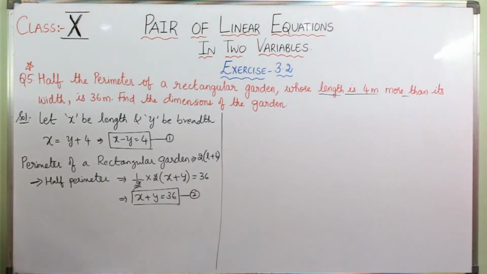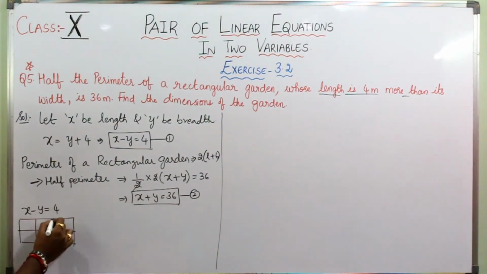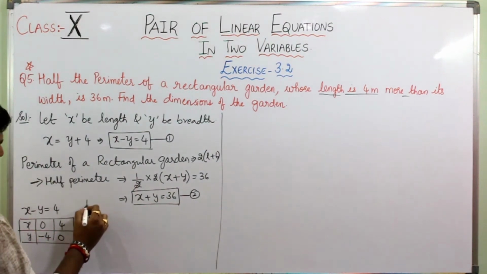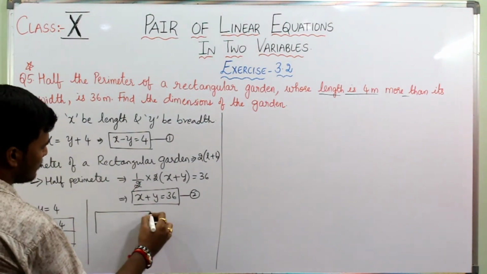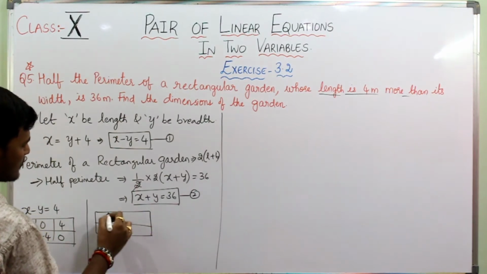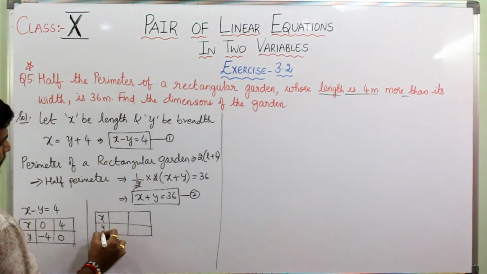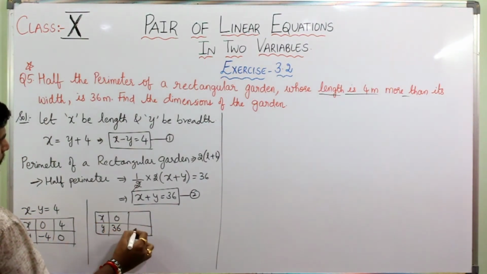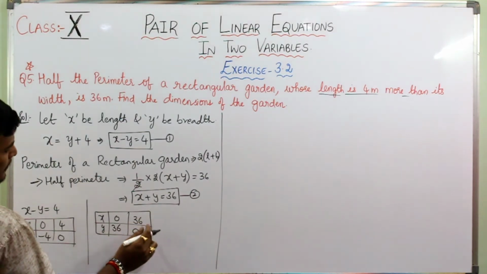So we have to find the dimensions of this rectangular field. For that, let us consider the first equation, x minus y is equal to 4. Let us take values of x and y. If x is 0, then y will become minus 4. If I make y as 0, x will become 4. Similarly for the second equation, if x is 0, y is 36, and if y is 0, x is 36.